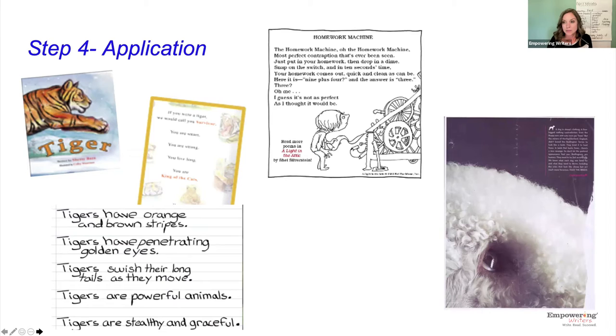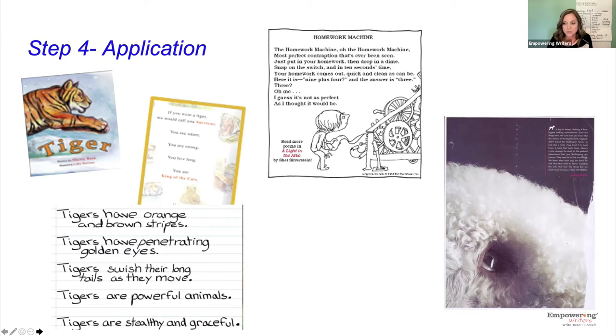When we get to step four of the methodology, remember, is application. And application comes across in two different ways. So we can apply this to our writing, and we can also notice it as a more strategic reader. And so if you'll look there on the left, what you see is that book, Tiger. Students were asked to write facts about tigers, and you see a similar response in what we had with birds.